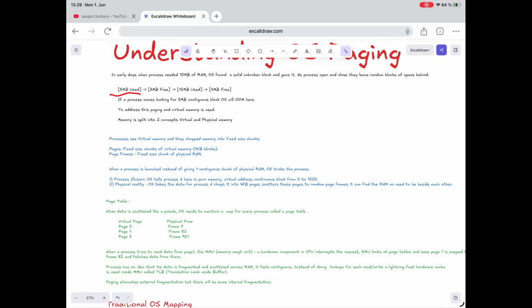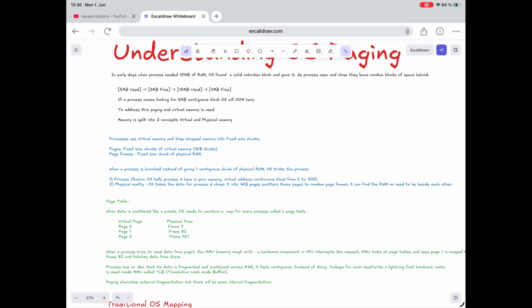So imagine the situation where I have 5 and 10 used, and then I have this 3 and 4 free, right? So if a process comes in looking for 5 megabits of contiguous block, I can't really give it, and then my OS would hit an out of memory error. So that was the problem the OS was suffering from as well. So to fix this, they thought of the solution called paging in virtual memory.